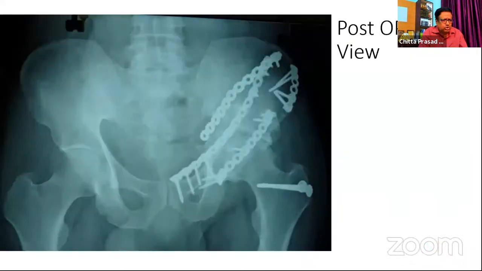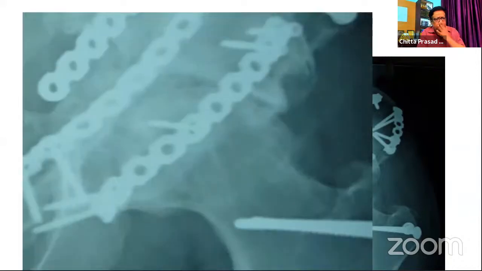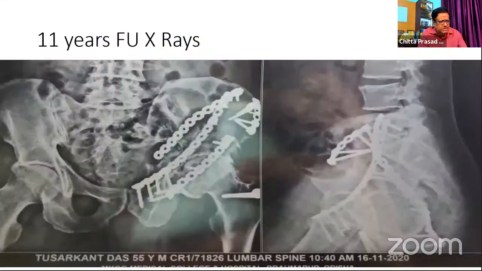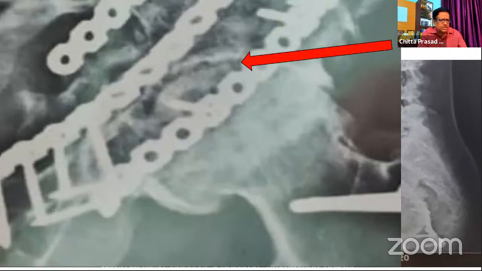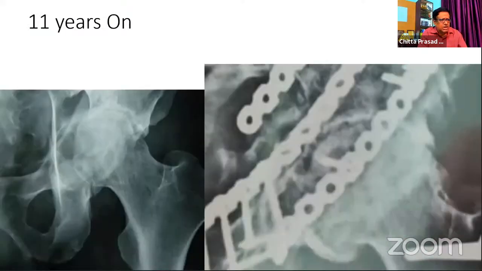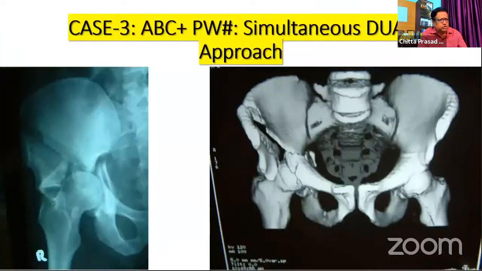This is at the post-op of, I don't know how many days after that. Okay, I'll go ahead. This is seven months, and this is 11 years. This is 11 years now. He's doing well, and he has a hip which is still functional. And this was the original X-ray on the left, and the right is the post-op 11 years.